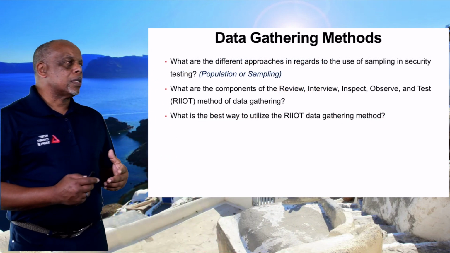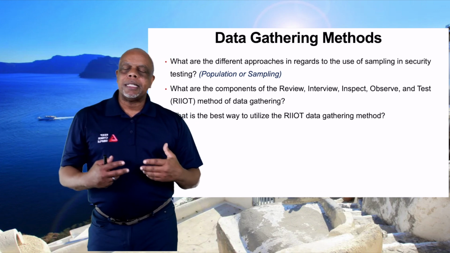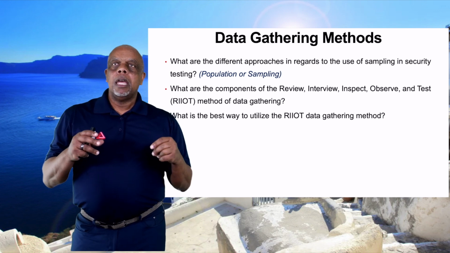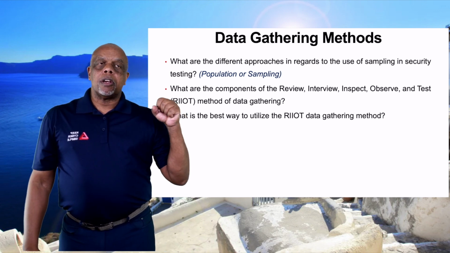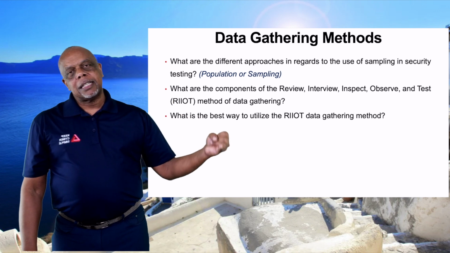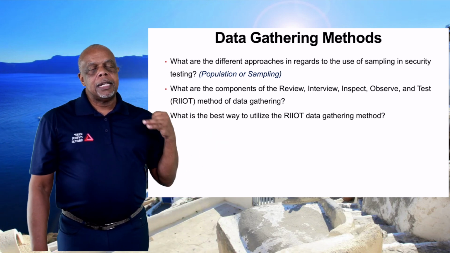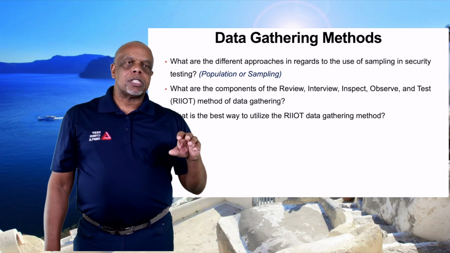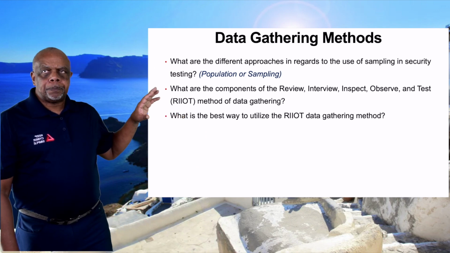So this week, we're talking about data gathering methods. How do we start gathering data? Specifically, we're talking about administrative types of data, okay? Because in any organization, there are administrative processes and data. There are technical attributes and the data associated with that, as well as physical attributes within that organization that have a risk posture to them.